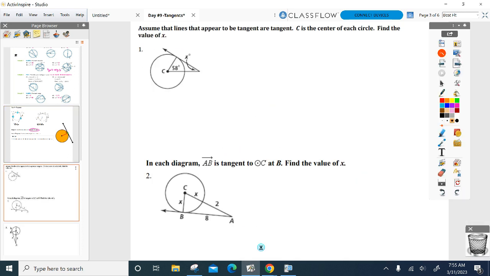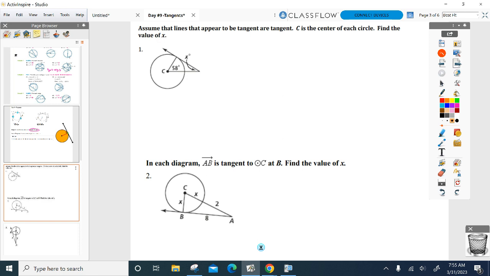All right, ready to try it out now? Take a look at that triangle here. And we say, hey, assume that if it looks tangent, it is tangent. And I'm looking for angle X right now. Angle X. Have your calculators out. Yep, have them out if they're not out right now. All right, ready? How do I get angle X?